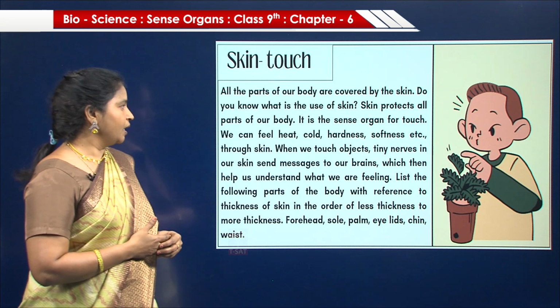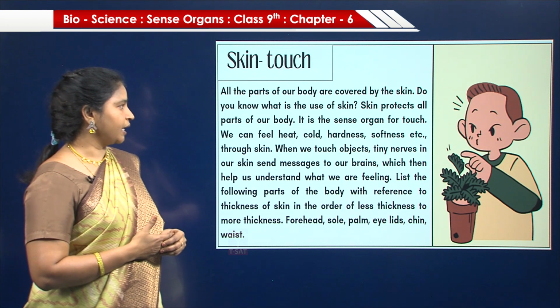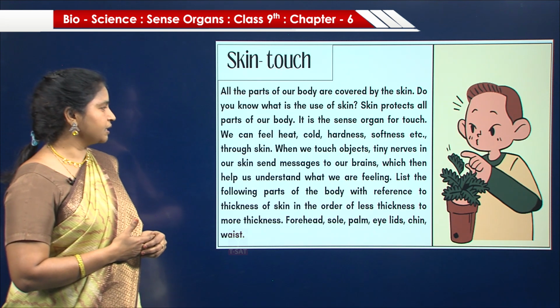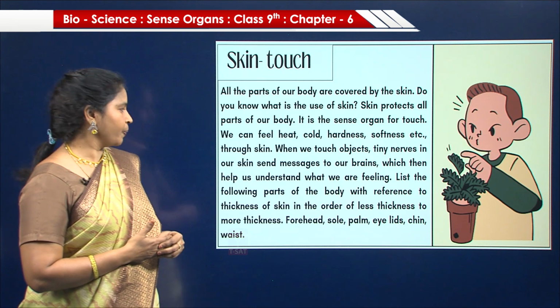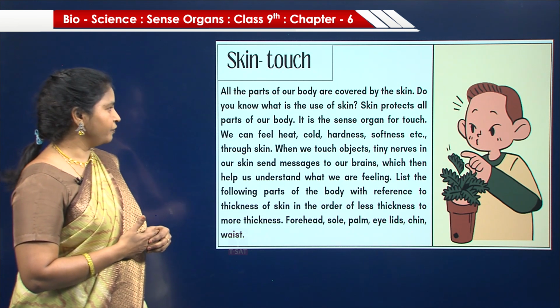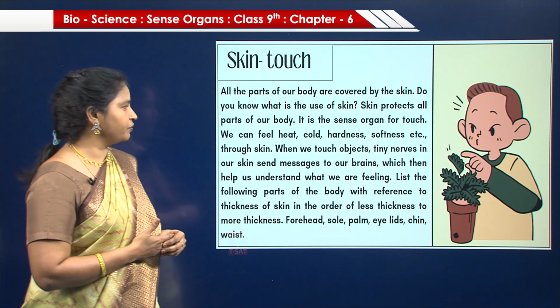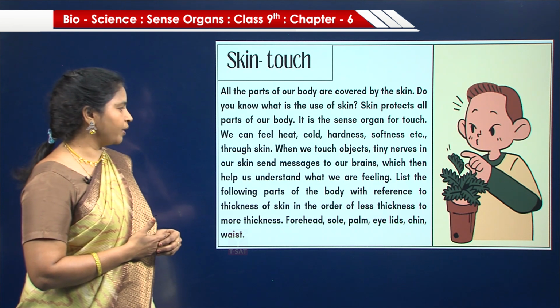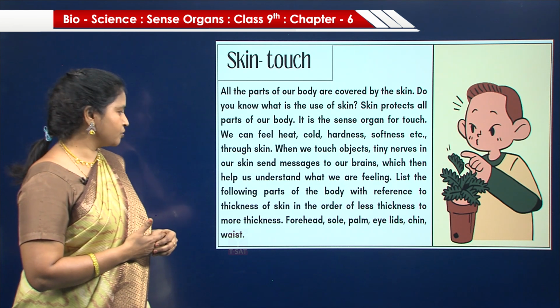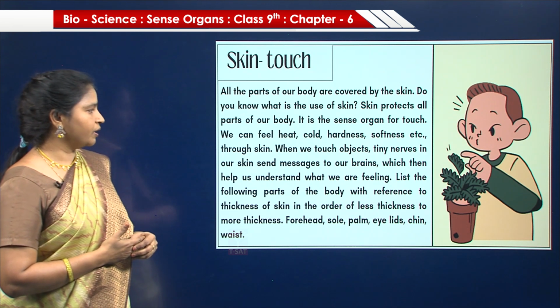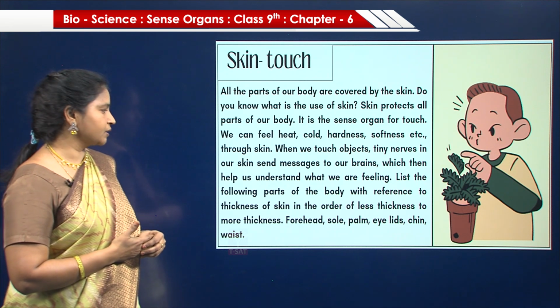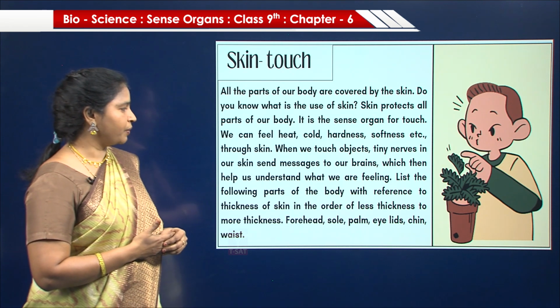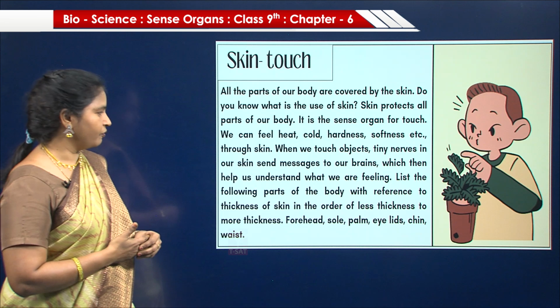through skin. When we touch objects, tiny nerves in our skin send messages to our brains, which then help us understand what we are feeling. List the following parts of the body with reference to the thickness of skin in the order of less thickness to more thickness: forehead, sole, palm, eyelids, chin, waist.